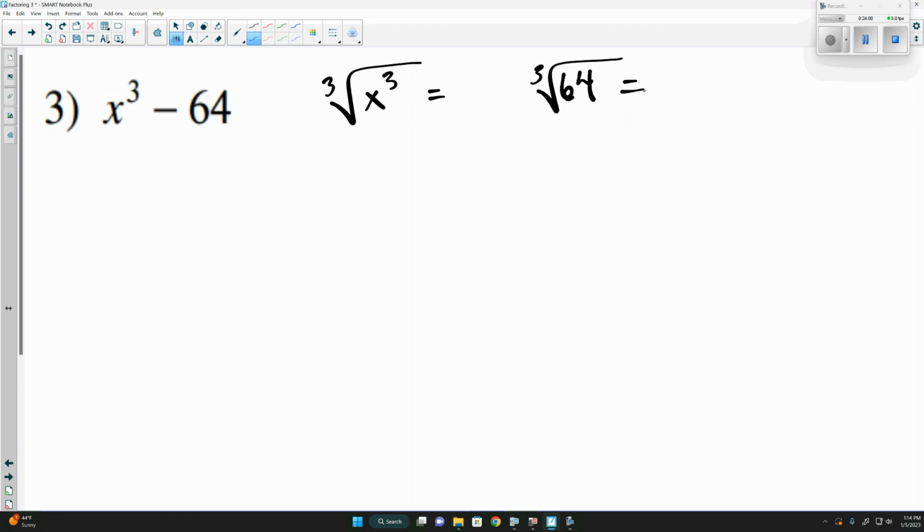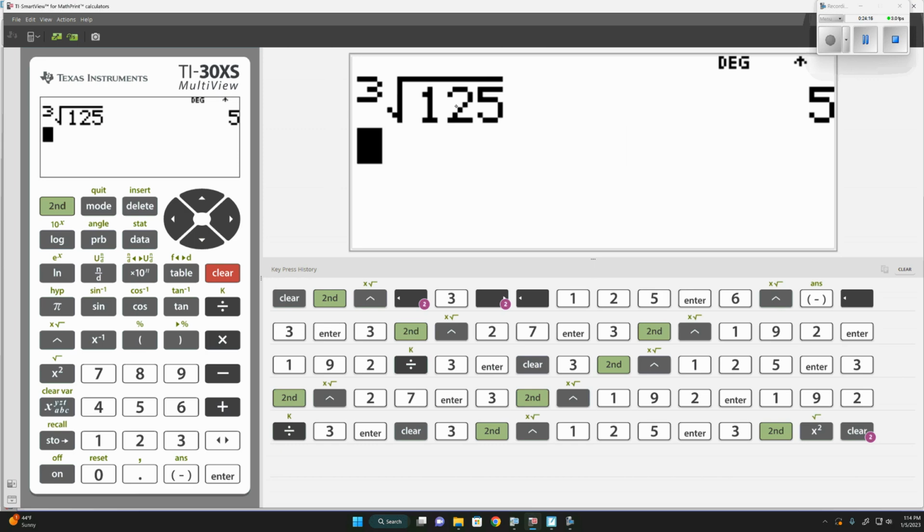And again, I like to start off by taking the cubed root of the two terms. That way we can kind of see what we're dealing with, and if it is the sum or difference of perfect cubes. Well, the cubed root of x to the third is x. Cubed root of 64, 4.